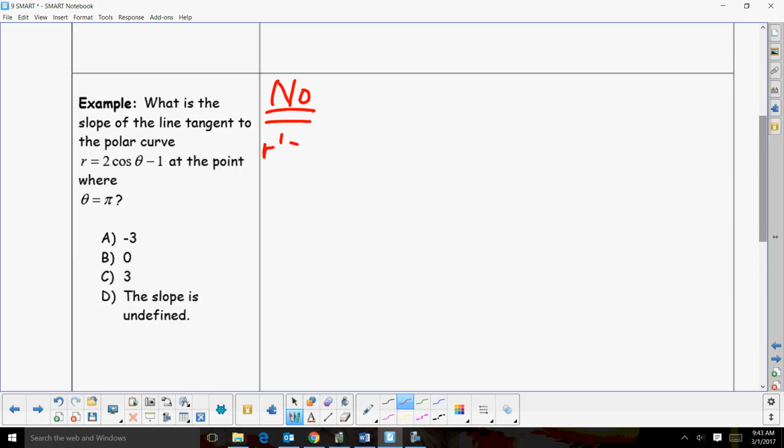Oh, r prime is negative 2 sine theta. R prime evaluated at pi is going to be negative 2 times sine of 0, which is 0. And I'm going to pick B. And guess what? Wait, it's not sine of 0, it's sine of pi. Sorry. Same thing. And so I'm going to pick B. Yes? -1. And this is all wrong.